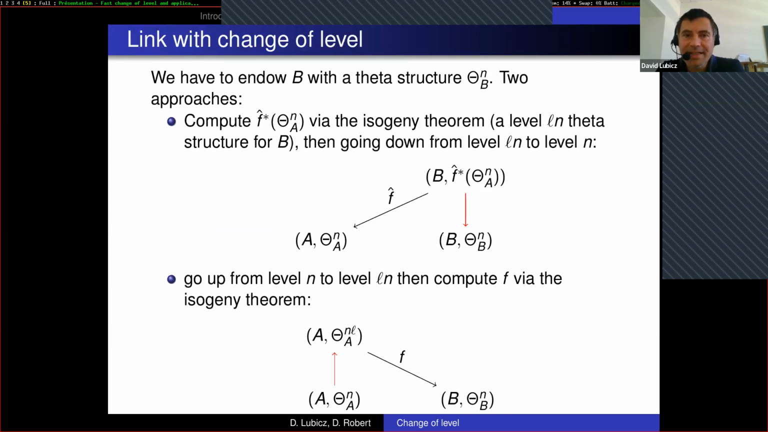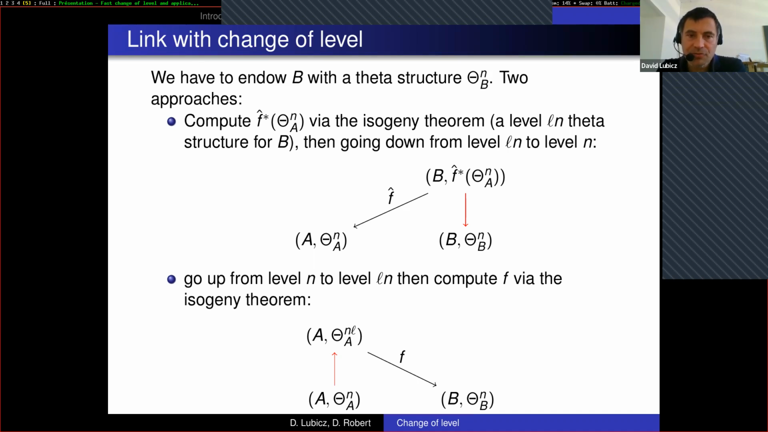So what is the link between this isogeny computation algorithm and the change of level problem that I've given you a flavor of? In order to compute an isogeny, we start from A together with a projective coordinate system, which is given by a level n data structure. And in order to express the isogeny, we have to endow B also with a level n data structure to have a coordinate system. So there are two approaches in order to do so.